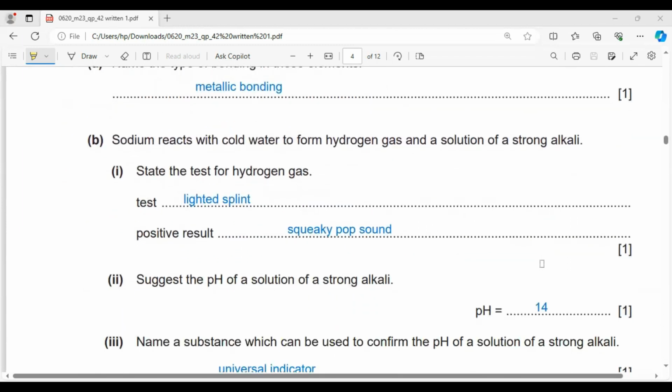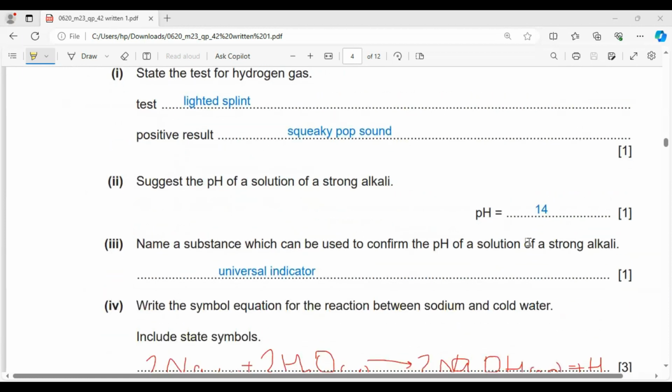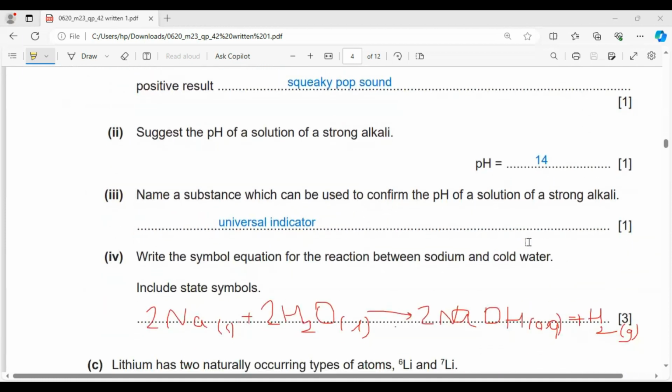Sodium reacts with cold water to form hydrogen gas and a solution of a strong alkali. State the test for hydrogen gas. So the test is a lighted splint. The splint will relight again and the result will be a squeaky pop sound. Suggest the pH of a solution of a strong alkali. Now it is a strong alkali, that is why the pH will be 14.